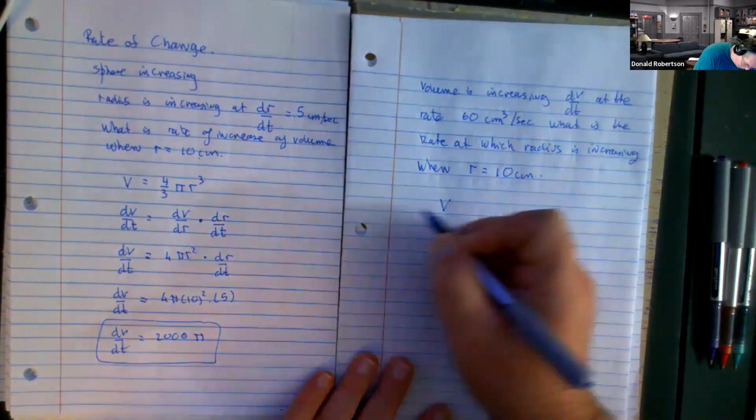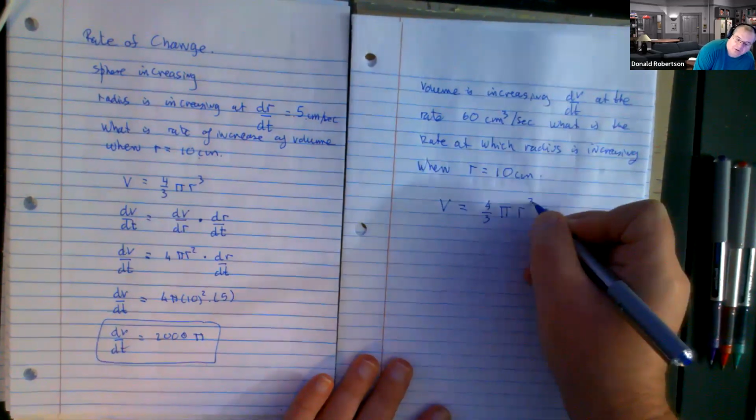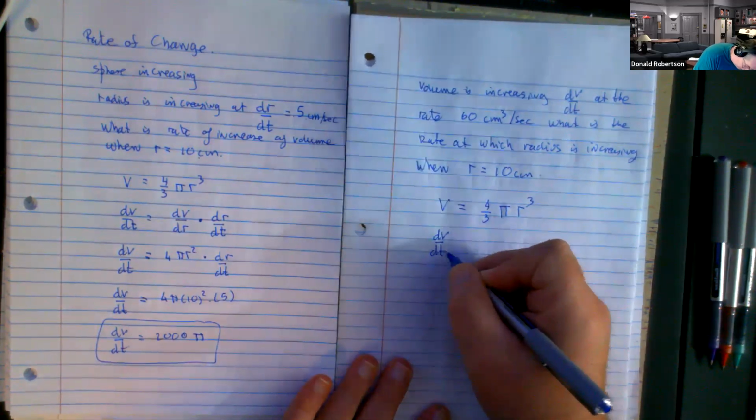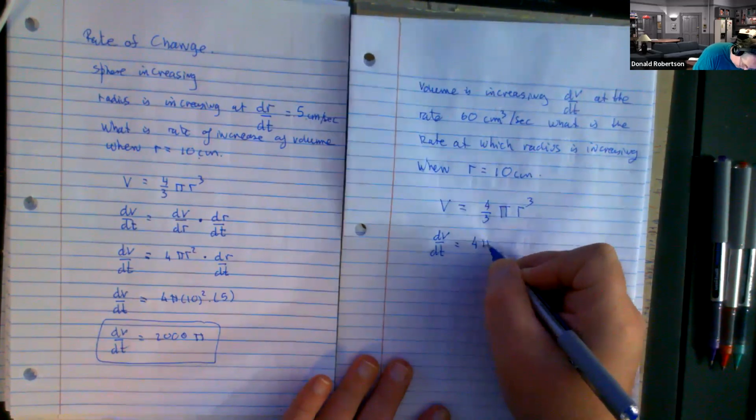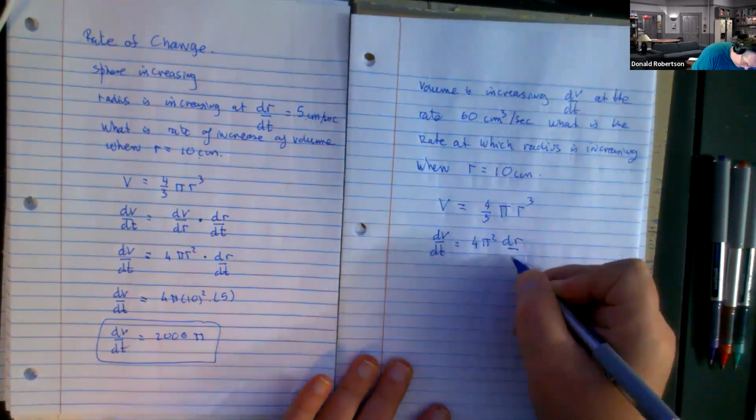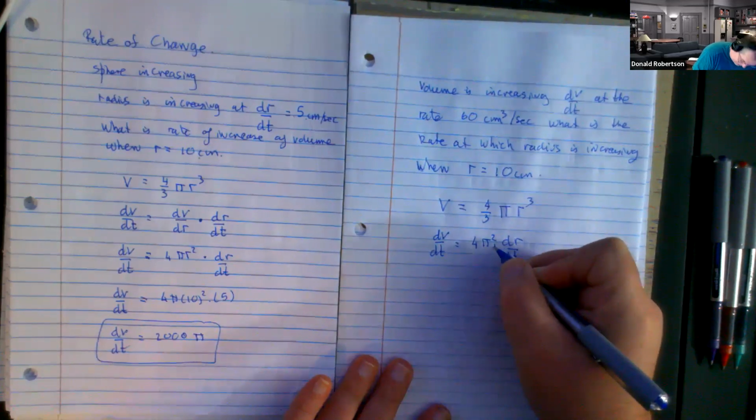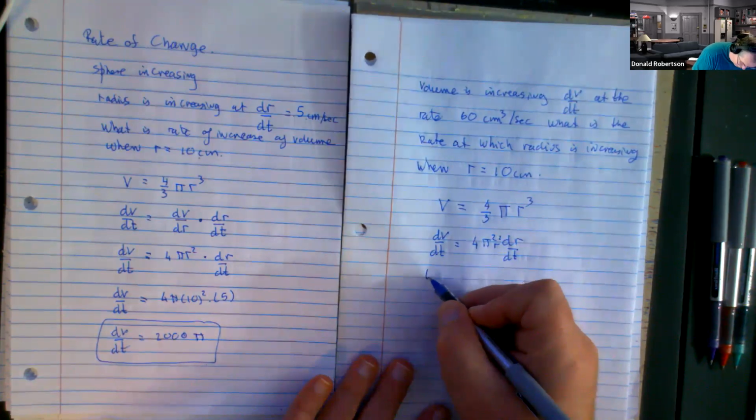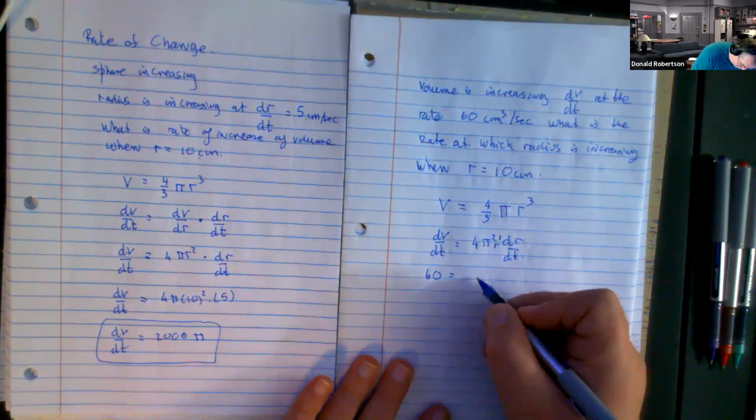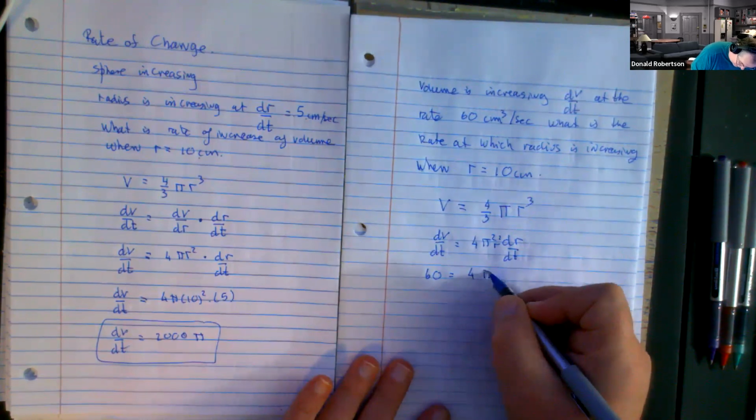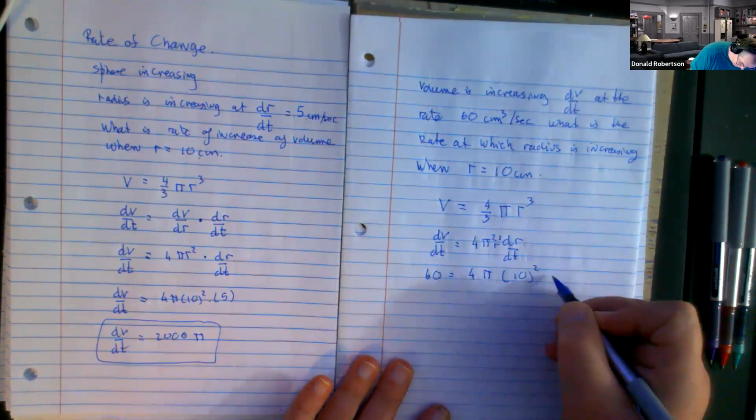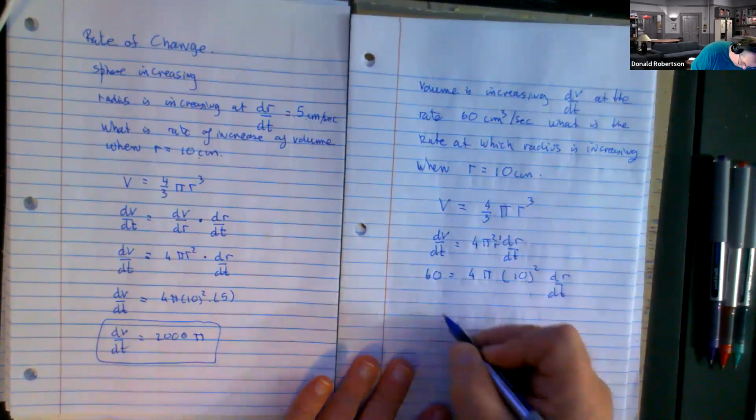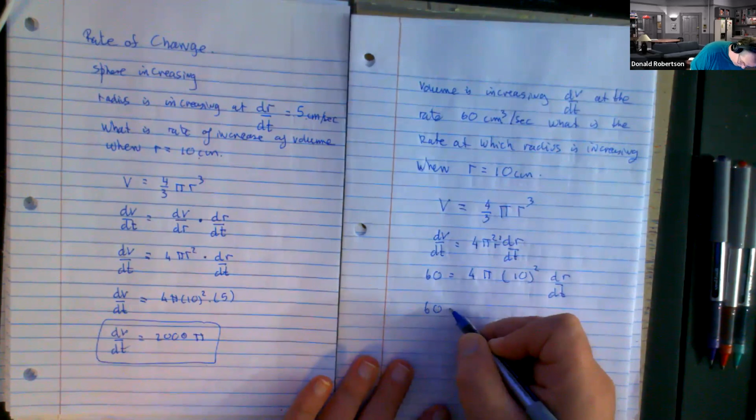You start with your connecting formula. You differentiate with respect to t, which ends up being that guy. You know the rate of change of the volume is 60. You've got 4 pi, you know the radius is 10, and now you have dr by dt. So this is 60, and this is 400 pi dr by dt.